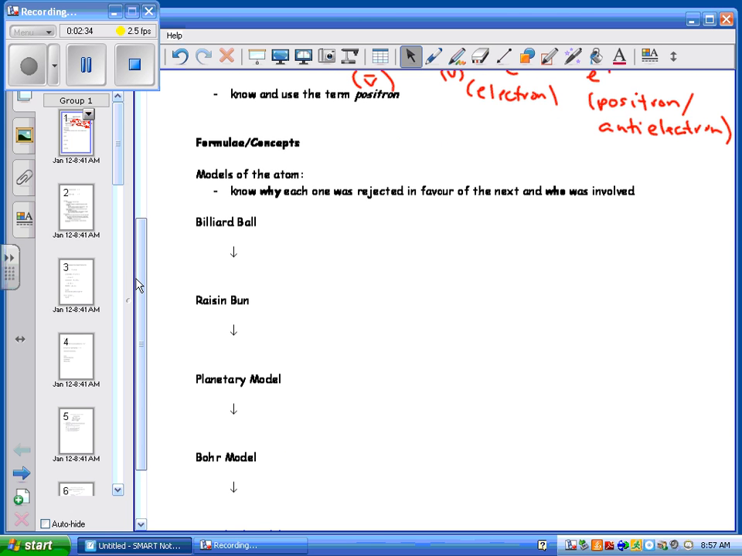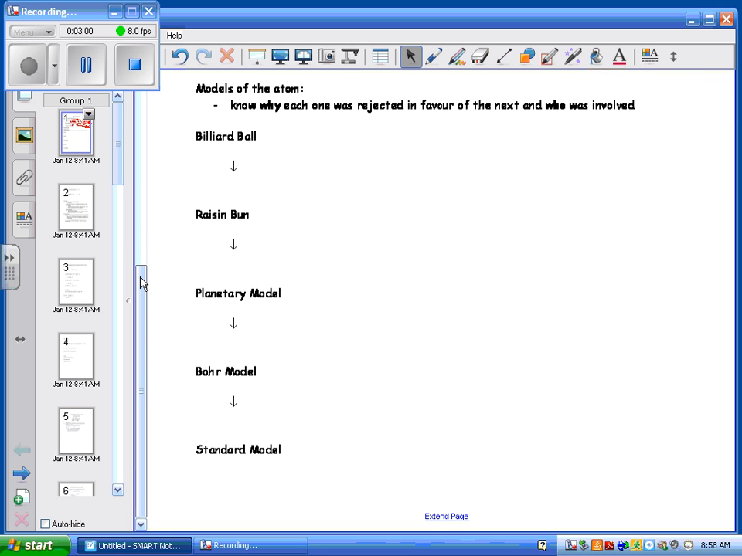Another note they have is that students recognize each of the models of the atom, but have a hard time with the whole through line of the models, like why certain models were rejected in favor of newer models. That's the first thing we talked about, the evolution of the model of the atom. You need a working knowledge of what the models are, who was involved, and why each one was rejected in favor of the next one.